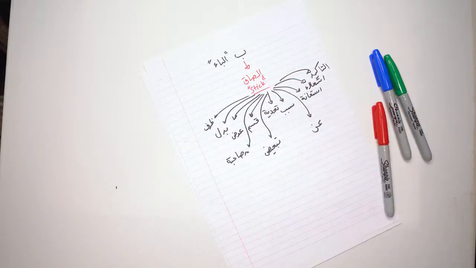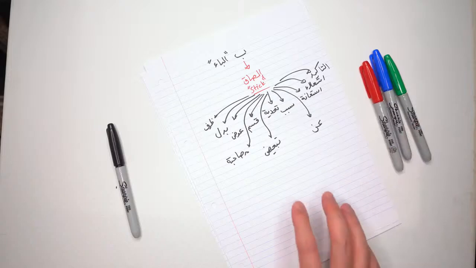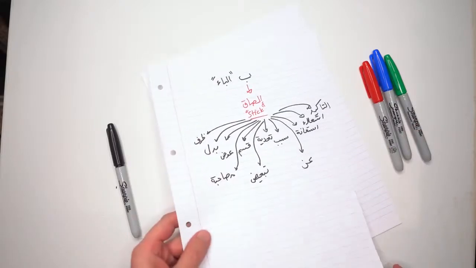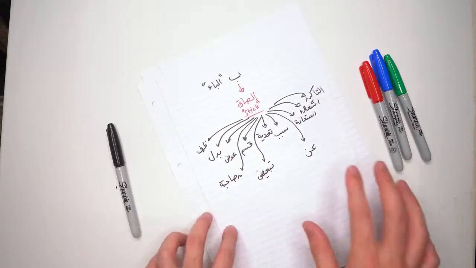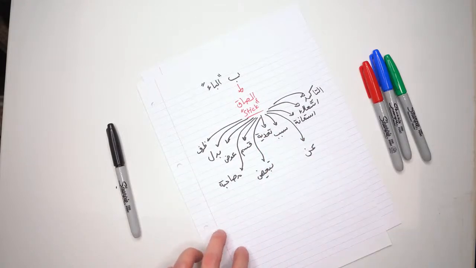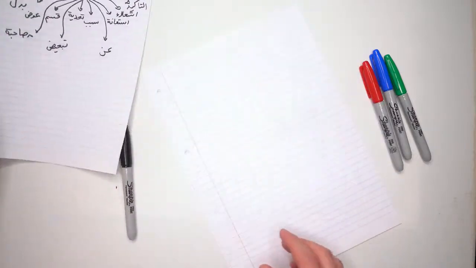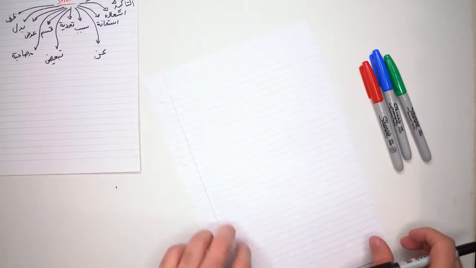So those are all the meanings of Ba that we're going to be discussing. Hopefully in this video, we're going to try to cover about 4, and then we'll probably have to do it in several videos. So this is basically what we have to deal with. Now let's start off with the first one, ilsaq.